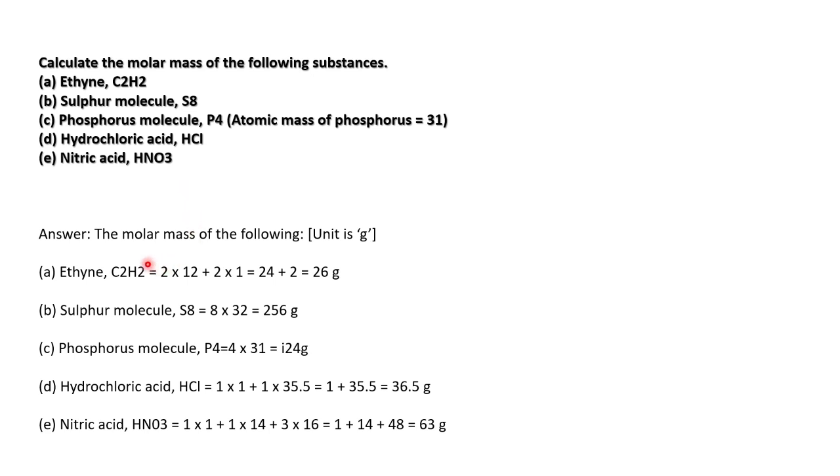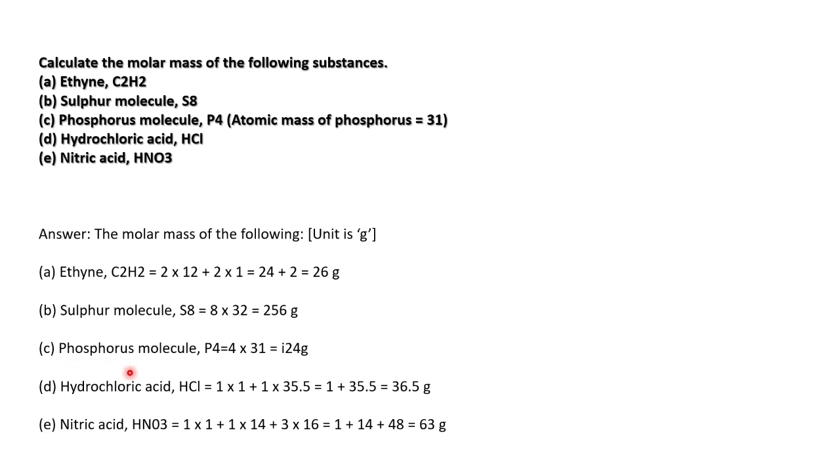So, what is molar mass? Molar mass is the summation of the atomic masses of all the elements present in the compound, and it is represented in grams. So C2H2: C2 is 12 into 2, hydrogen is 2 into 1, so we get 26 grams. Sulfur molecule: sulfur is 32, 32 into 8, 256 grams.